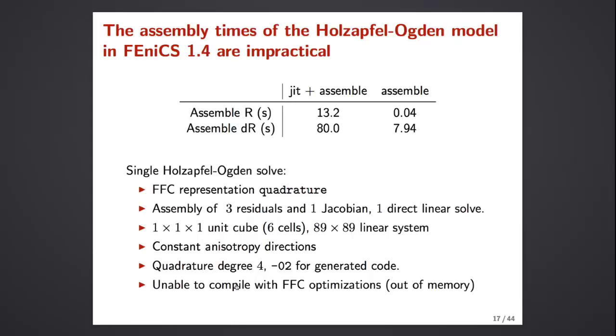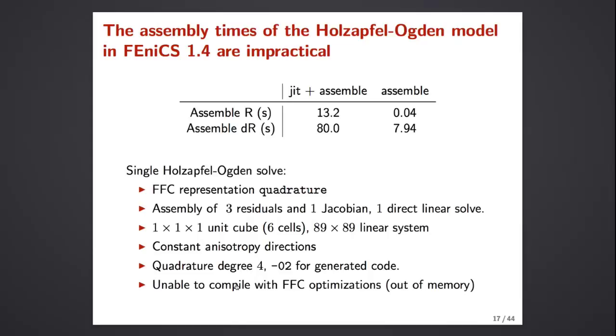This is on a very small mesh. It's a 1 by 1 by 1 unit cube. It's got 6 cells and it's P2P1 Taylor-Hood, so it's got 8,989 elements, and I'm going to solve that using a direct linear solver. The anisotropy directions in the Holzapfel-Ogden model are e_f and e_s, and the fiber basis is constant throughout the entire material. This is not realistic, but it's a simplification. And I think that's about it.